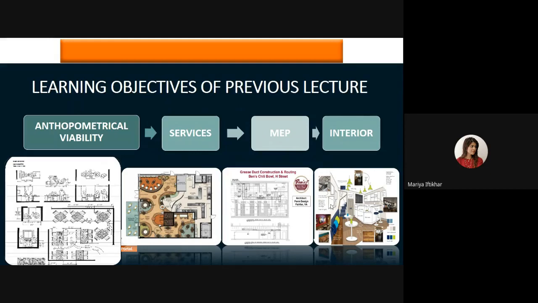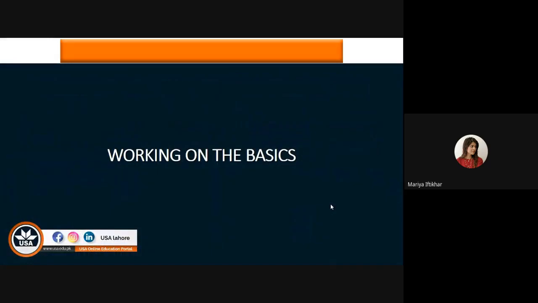So this was the revision section, and now we will move on to the next agenda, which is the basics. We will revise some of the basic points. Working on the basics is very important, because Mameshwa and I have analyzed that some of the students are very weak on the basics when it comes to design. So we will discuss two to three points in today's lecture, and further points will be discussed in the next lecture, inshallah.